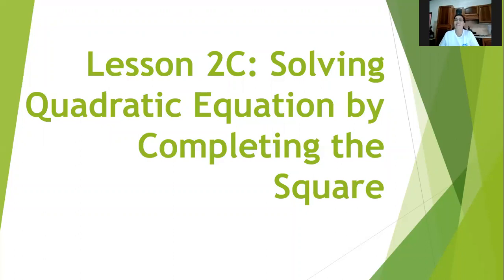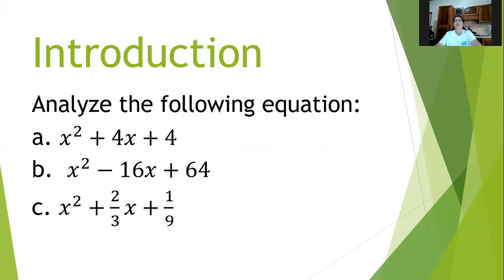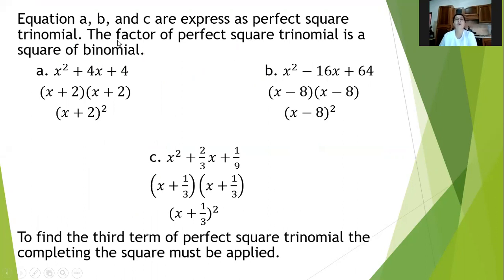Okay, let us start. Now, we have analyzed the following equations. Letter A, x squared plus 4x plus 4. Letter B, x squared minus 16x plus 64. And letter C, x squared plus 2 over 3x plus 1 over 9. Now, equations A, B, and C are expressed as perfect square trinomials, and the factor of a perfect square trinomial is a square of binomial.